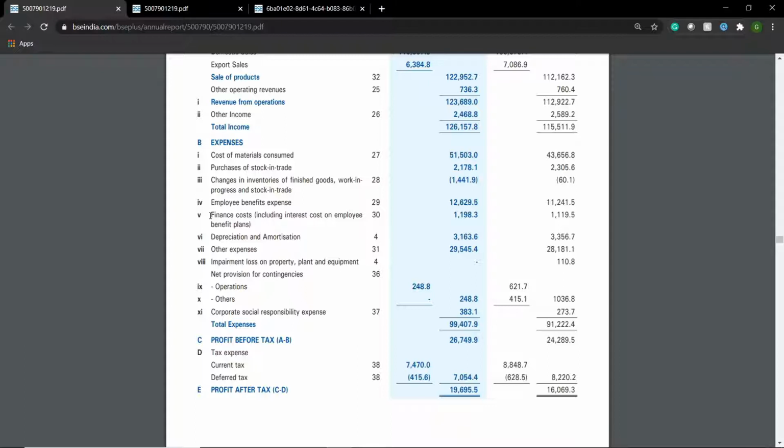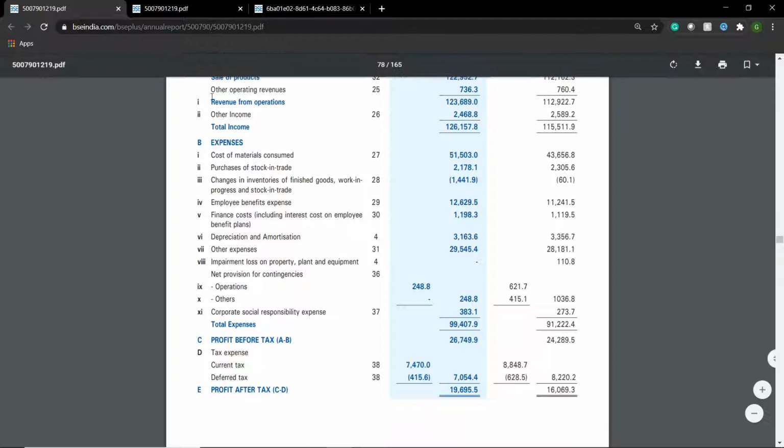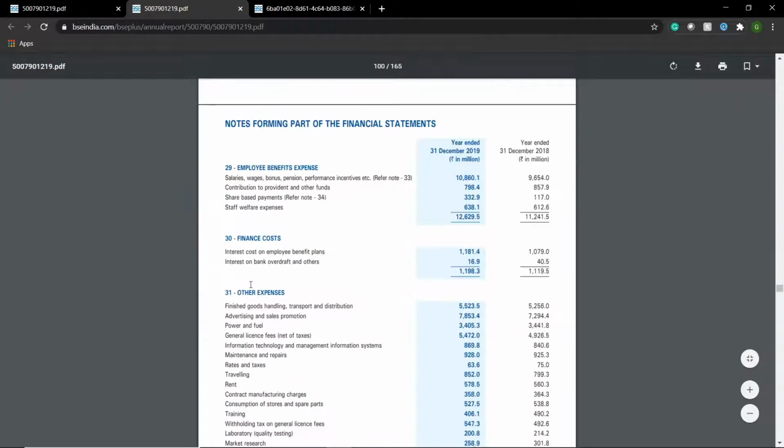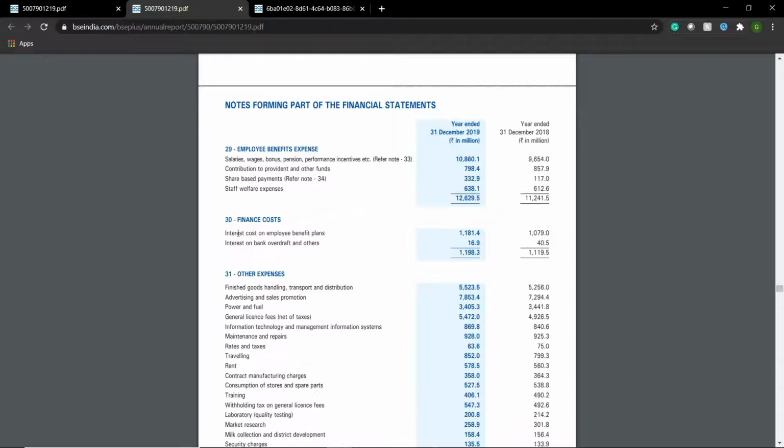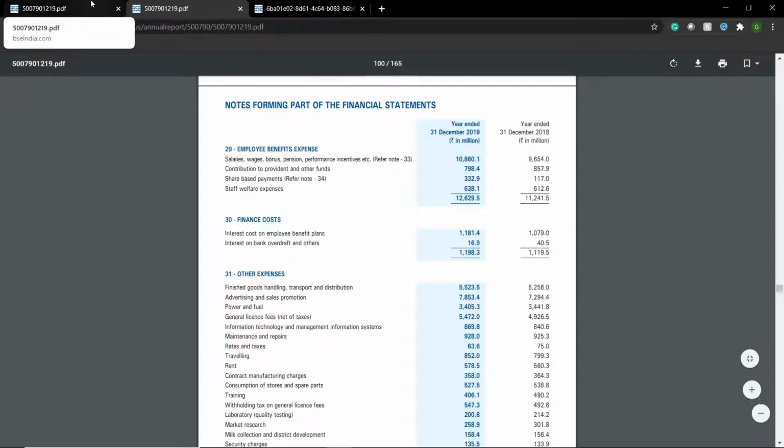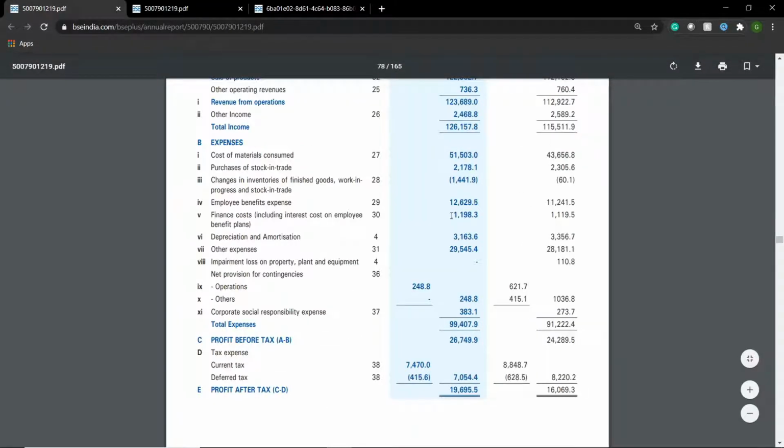Then there are finance costs, which includes interest costs on employee benefits. Let's go to financial note number 30 to see what these finance costs are. As you can see, these finance costs are just the interest costs on employee benefits and plans. The company may be paying some employee benefit plans to their employees, and these are just the finance costs from them. And again, an interest on bank overdraft and others. So these are just the basic finance costs, which doesn't even account to much of their total profit or loss.